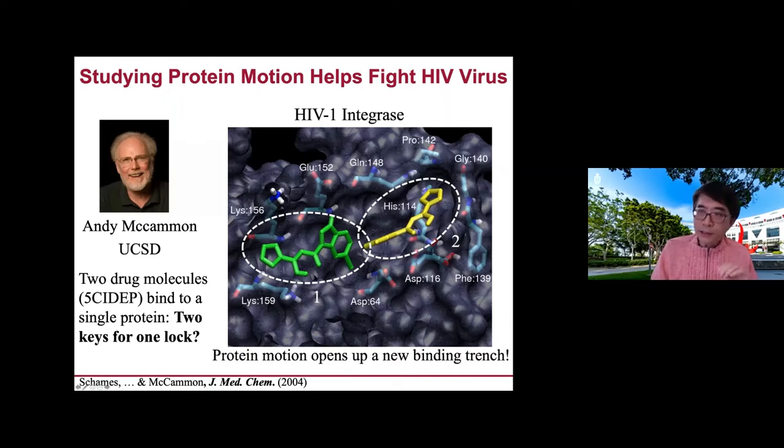Okay, interesting. Doing the simulation of the protein motion, Professor Andy McCarman's group at UC San Diego actually discovered a very interesting thing. During the dynamics of this protein motion, they found there's another binding pocket opening up right next to the original one, right? And this binding pocket can also accommodate this identical drug compound. So basically, two drug molecules can fit into the same single protein target at two different binding sites.